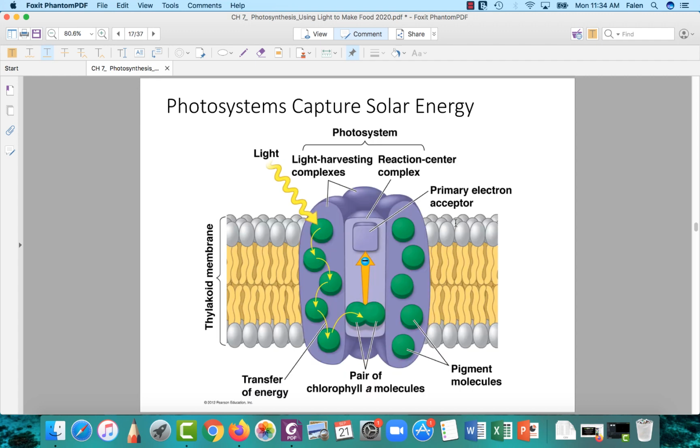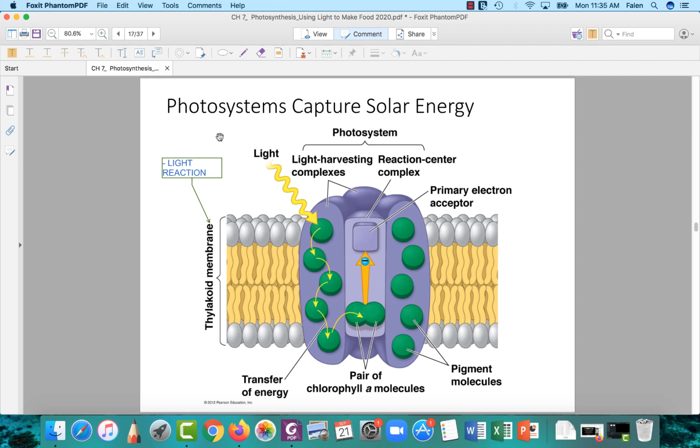First things first, inside of the thylakoid membrane. Now, remember, if we're in the thylakoid, what are we dealing with? Are we dealing with the Calvin cycle or the light reactions? Okay. If we are in the thylakoid, it's the light reactions.